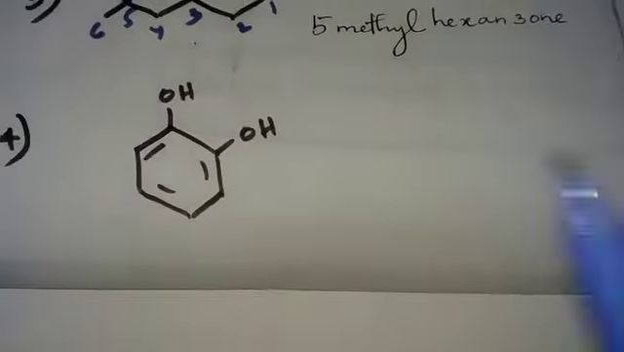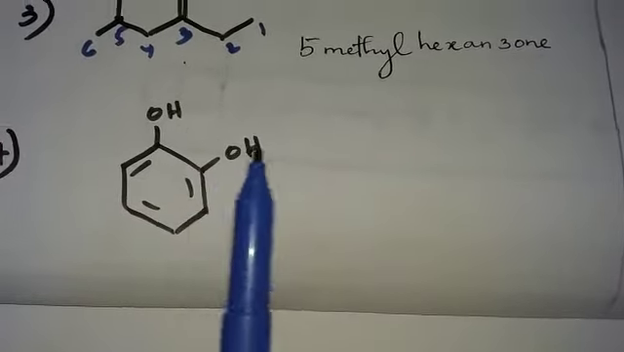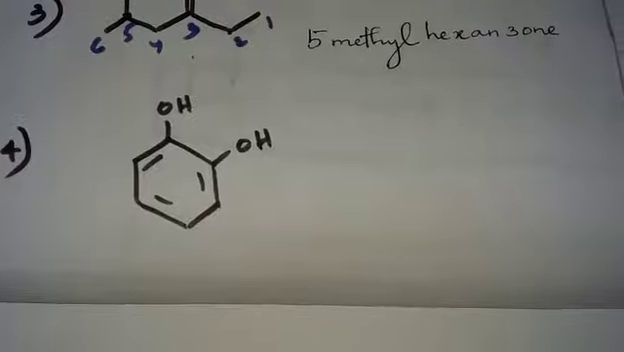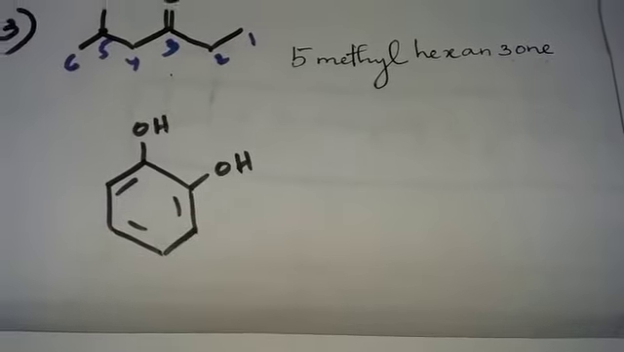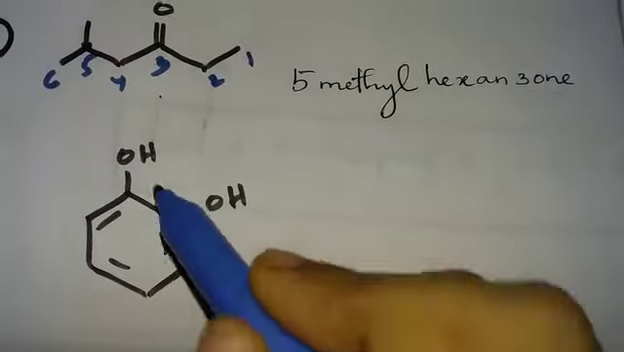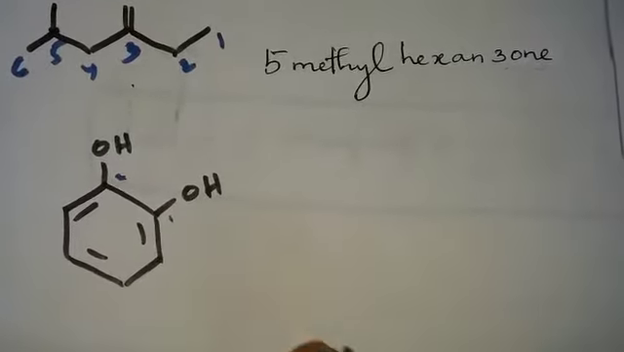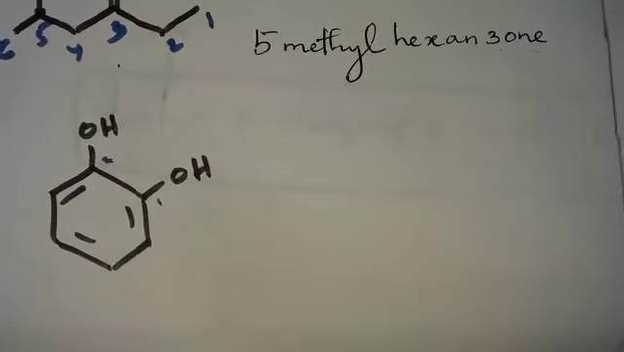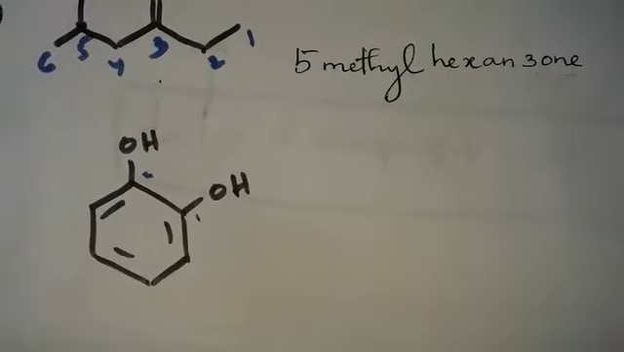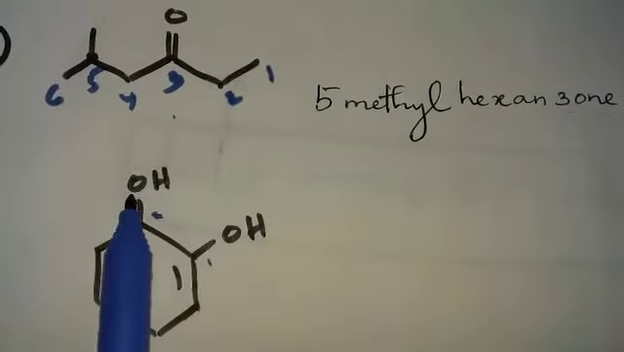Students, this is our next question. In this compound, the functional group is OH. The alcoholic group is the functional group. So how should we name it? Look, students, we can number it from here, 1, 2, 3, 4, 5, 6. So the compound is benzene 1,2-diol. This is a benzene and it contains 2 OH groups.